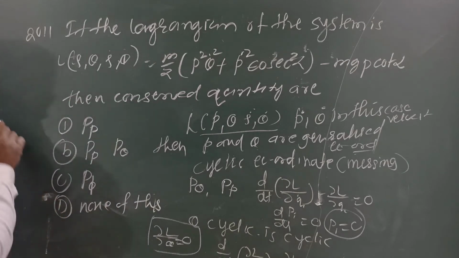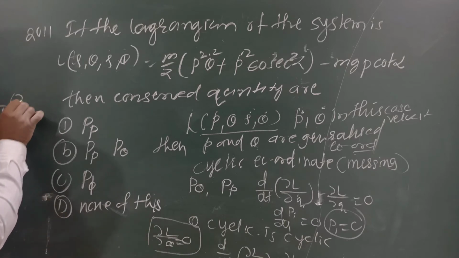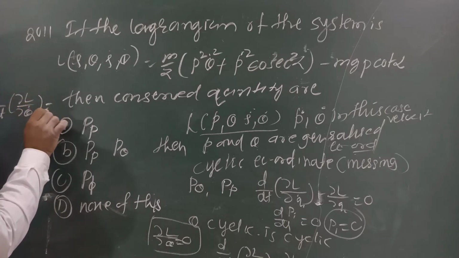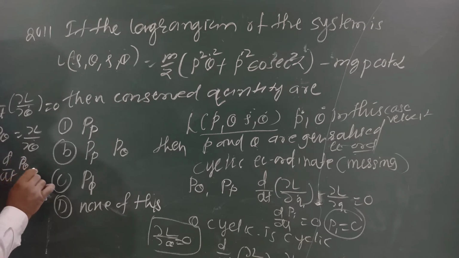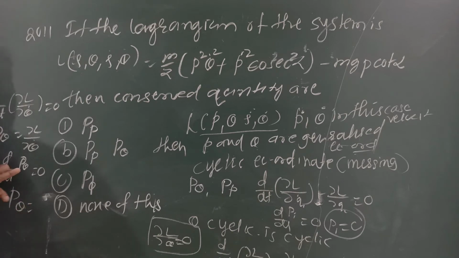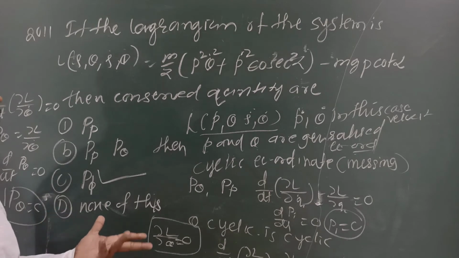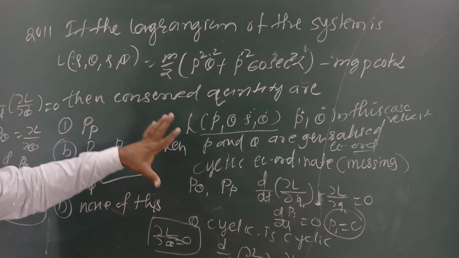D upon dt. Okay. And double upon theta dot is equal to how much? 0. But you know that p theta is equal to double upon theta dot. Means d upon dt of p theta is equal to how much? 0. Means in this case, which component is the conserved quantity? Any quantity whose derivative is equal to 0 means this one is a constant. Means in this case, which component is conserved? P theta is conserved.